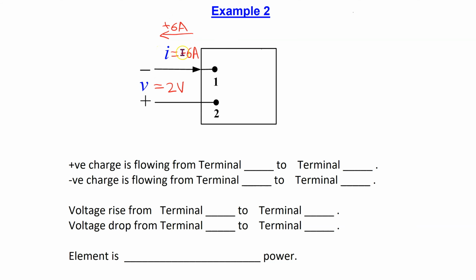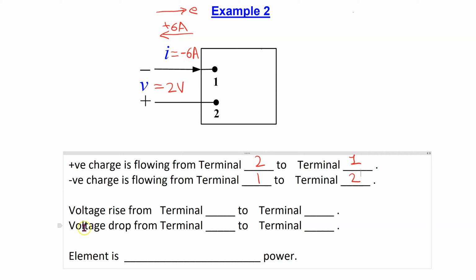Now we can see that the conventional current is entering the terminal marked 2 and leaving the terminal marked 1. Therefore, positive charge is flowing from terminal 2 to terminal 1. Since the direction of the electronic current is opposite to the direction of the conventional current, in this case, negative charge is flowing from terminal 1 to terminal 2.